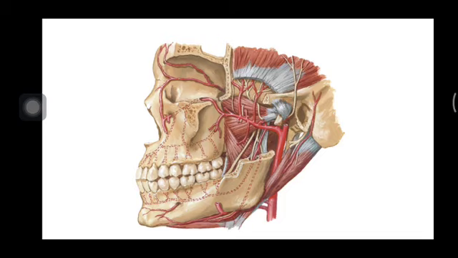The structures passing between the two heads of the lateral pterygoid are the buccal branch of the mandibular nerve. You can see a small twig of nerve over here, that is the buccal branch of the mandibular nerve. Then the maxillary artery at the junction of its second and third parts. This is the second part and the deeper one will be the third part. So the junction is lying between the two heads of the lateral pterygoid muscle.